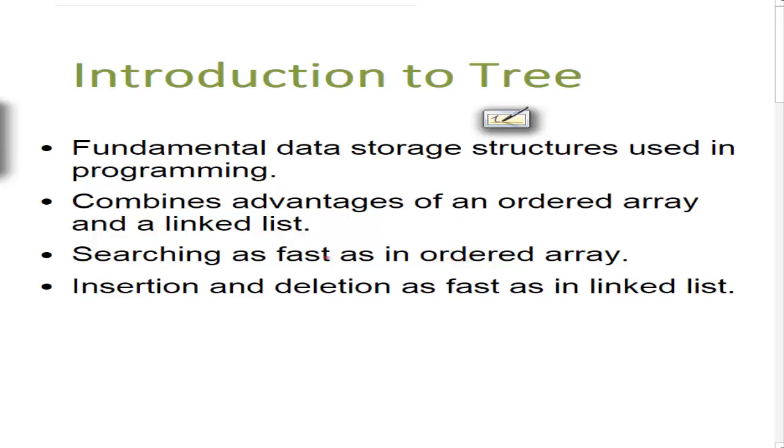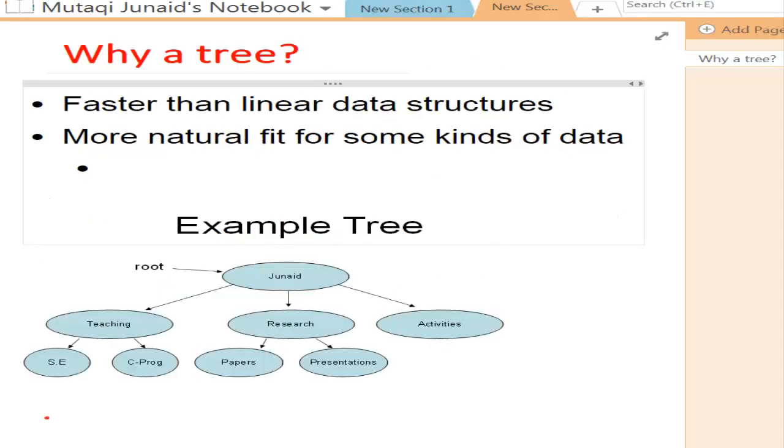In an ordered array, the searching is very fast. You can go for a binary search on an ordered array, but insertion and deletions are going to be costly in an array. But in a linked list, insertion and deletion are faster. So the tree actually combines the advantages of both. It has great searching, faster searching you can do on it, as well as a better way of insertion and deletion like linked lists. So it has both these things.